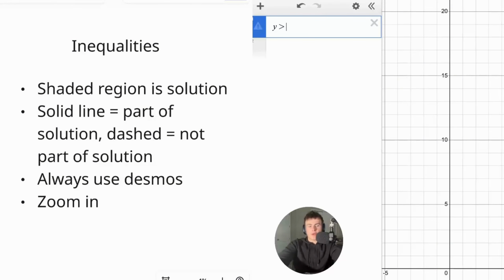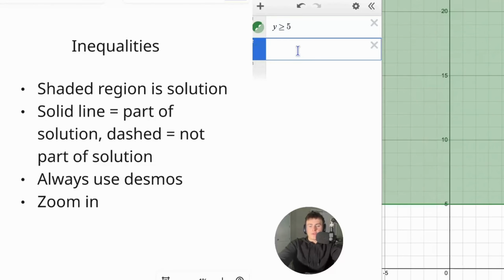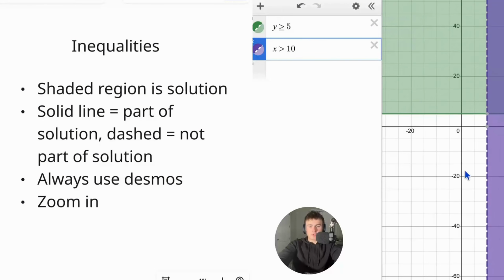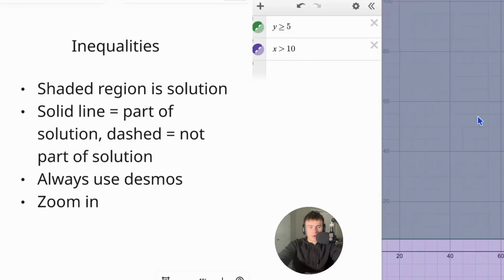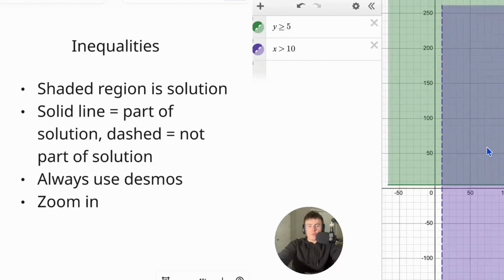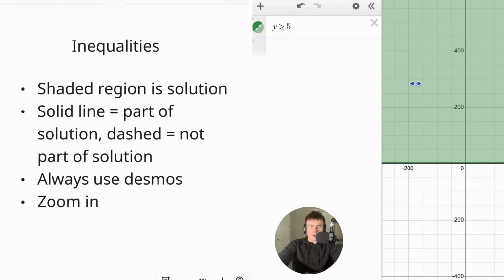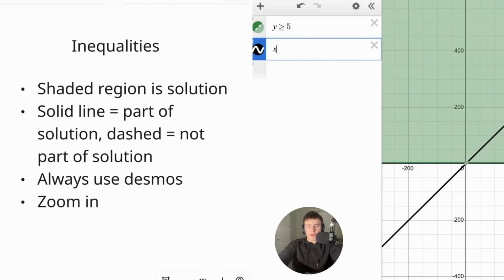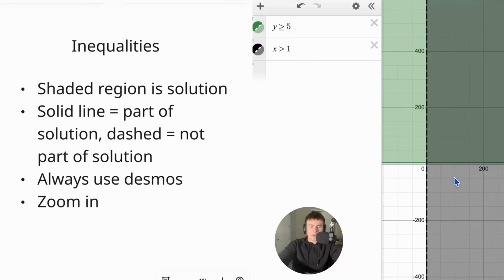Let's say we had y is greater than or equal to 5, and then you had, I don't know, x is greater than 10 or something. The double shaded region will be your solution. So any point inside of this area right here will be a solution. Now, let's say we just had 1. It would just be anything inside of the shaded region. But if you have multiple lines, you have to have the double shaded region. So once again, if you had something like this, the solutions will not be here or here. It has to be inside of the double shaded region.